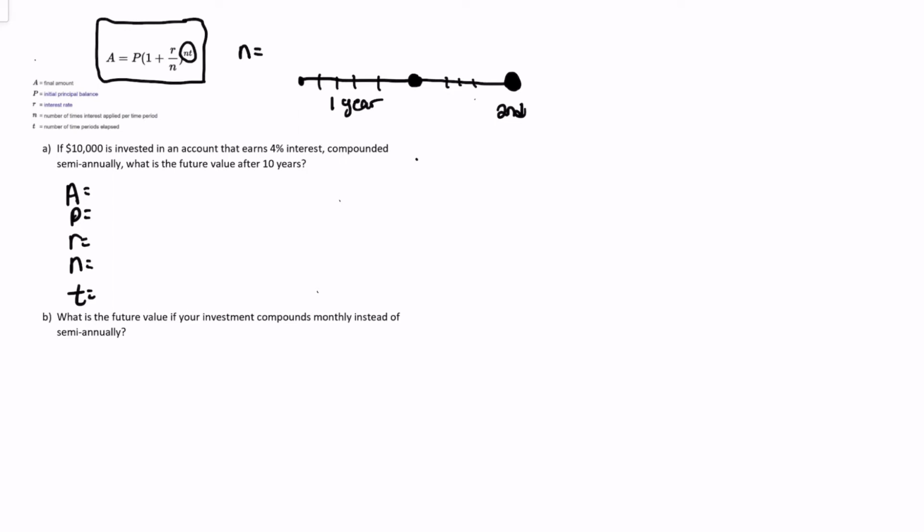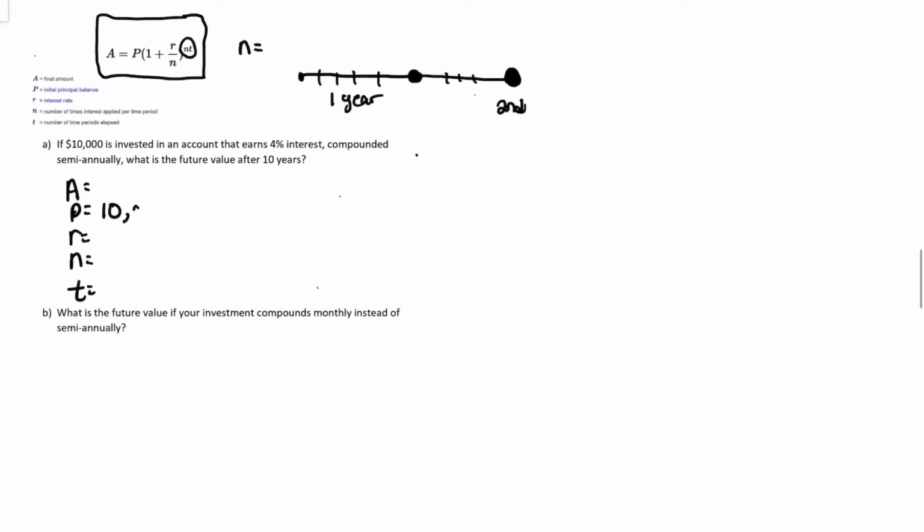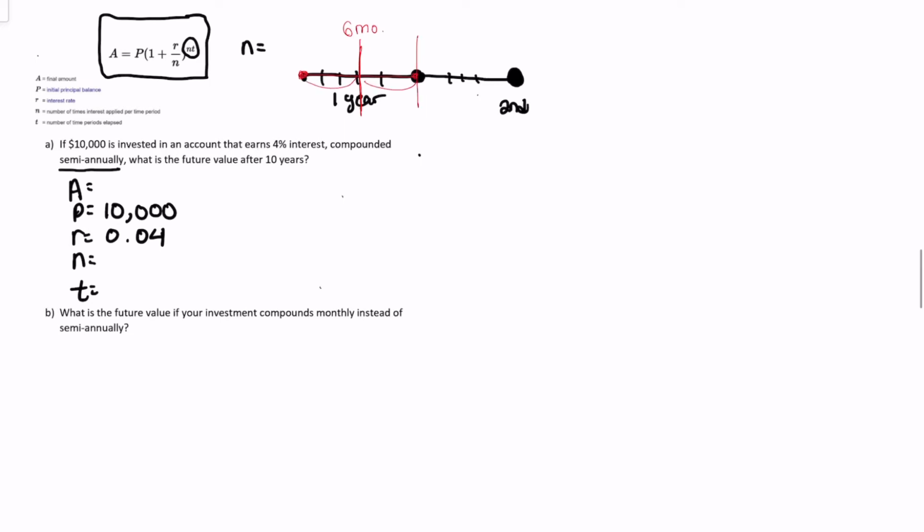So if $10,000 is invested, so that is your principal amount of money, in an account that earns 4% interest, so 0.04 is the r value, and then here we go, compounded semi-annually. So what that means is in this 1 year span, you're going to do it twice. So semi-annual just kind of means every 6 months, and then you do it again. So notice that you have 2 6 months, so n value is going to be 2. So that's the main difference between the two.